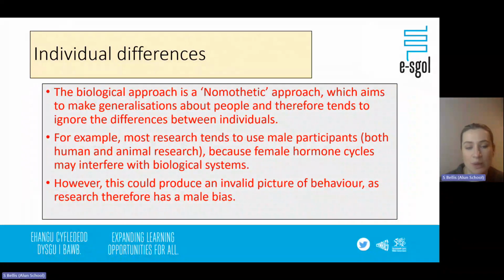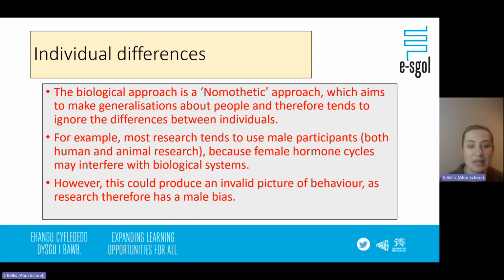Okay, and then lastly here, we have got individual differences. So the biological approach is known as something called nomothetic. Now this is a keyword that I didn't put in my keyword list at the very start of this video. But it basically says that it aims to make generalizations about people and therefore tends to ignore the differences between individuals.